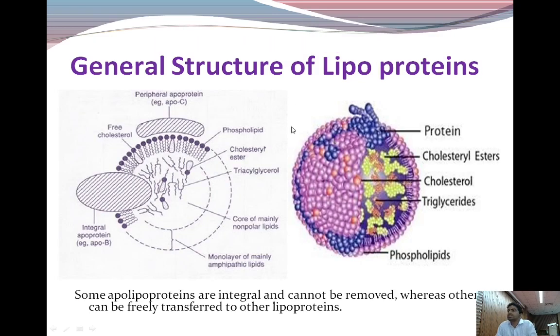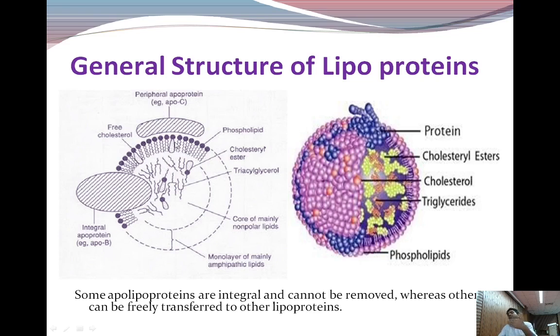So this is the structure you see. Inside, this is the core. Here are triacylglycerol and cholesterol ester. You can see it's very clearly written. The core is made up mainly of triacylglycerol and cholesterol ester, which are generally non-polar. The surface layer is made up of amphipathic lipid, which consists mainly of phospholipid and free cholesterol. It looks like any biological membrane, right? And this surface layer will contain different proteins, known as apoprotein. These can be peripheral apoprotein or integral apoprotein.